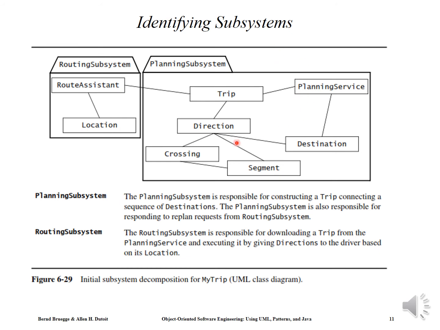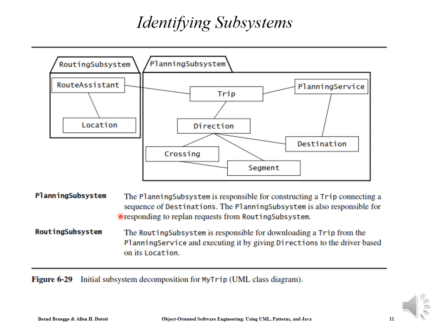So the subsystems should be in a way that there will be low coupling between them, and they would be highly cohesive. The responsibility of the planning subsystem is constructing a trip connecting a sequence of destinations, and the routing subsystem is responsible for downloading a trip from the planning service. So the responsibilities of both subsystems are given over here.